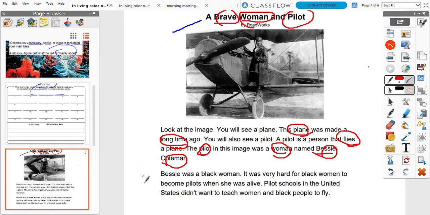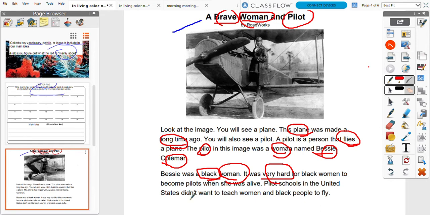So going back to my plan of thinking of this paragraph, so we know some more information. Betsy was a black woman. I think that's important. We know woman was already one of our words. It was very hard for black women to become pilots when she was alive. I like this right here, very hard. That might help us out, right?